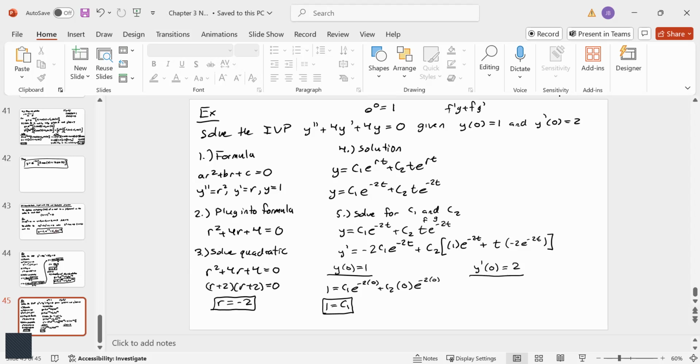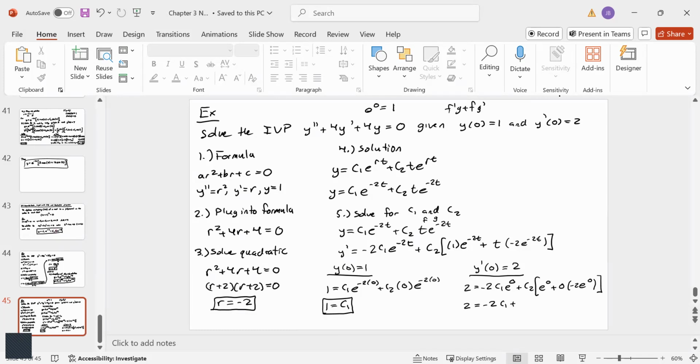And so we get 2 is equal to negative 2 C1 e to the negative 0. Let's put 0 there. Plus C2, and then e to the 0 plus 0 times negative 2 e to the 0, like that. And so 2 is equal to negative 2C1 plus, now here's where people mess up all the time.